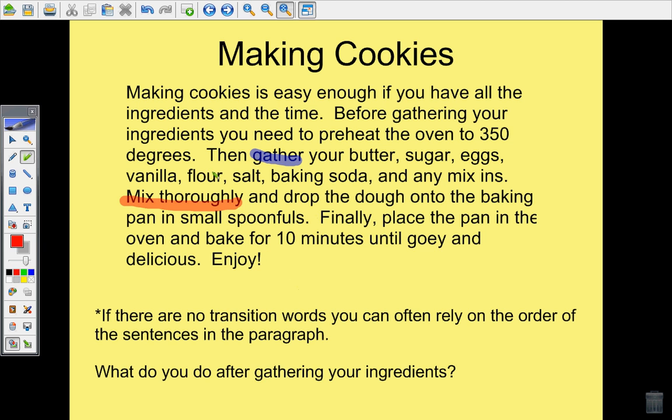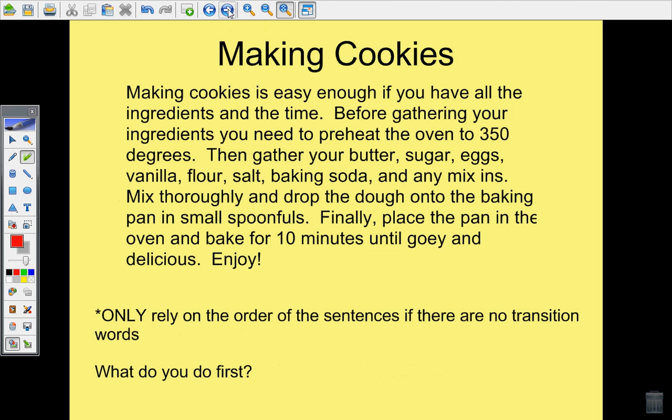So there was no transition word to help me. Because there was no transition word, I could go back into the story and find what was the very next sentence. Notice again, it's like a right there question. I matched up my keywords and it was right there in the story. The very next step is to mix thoroughly. Now you can only rely on the order of the sentences if there are no transition words.